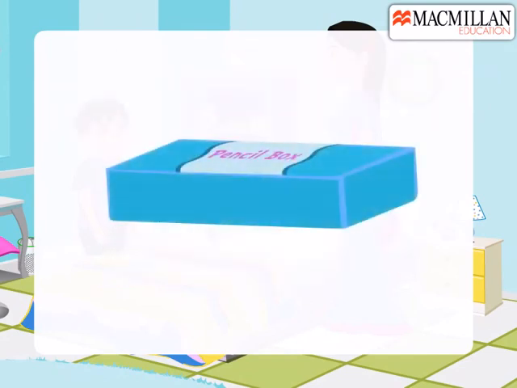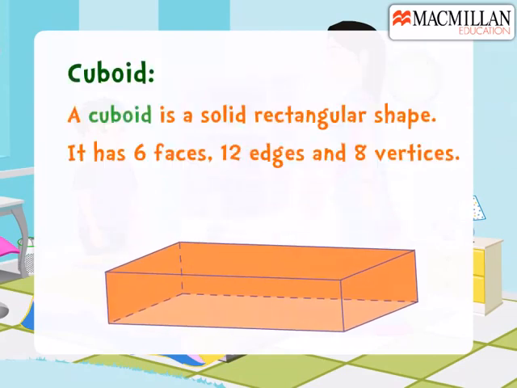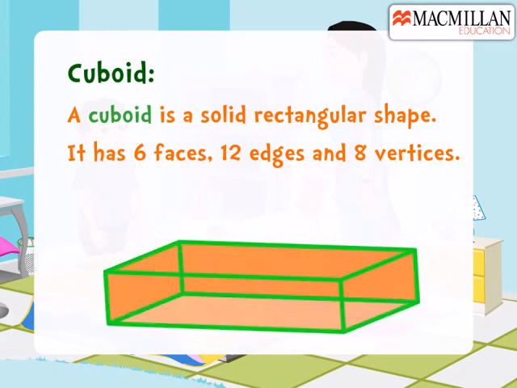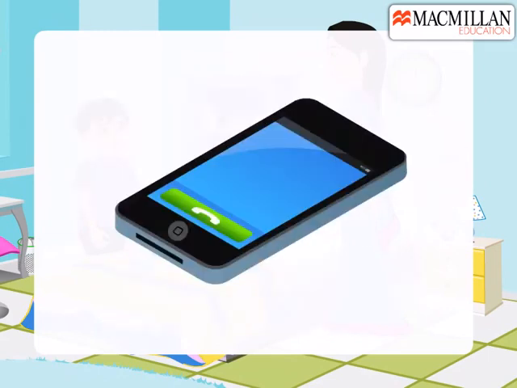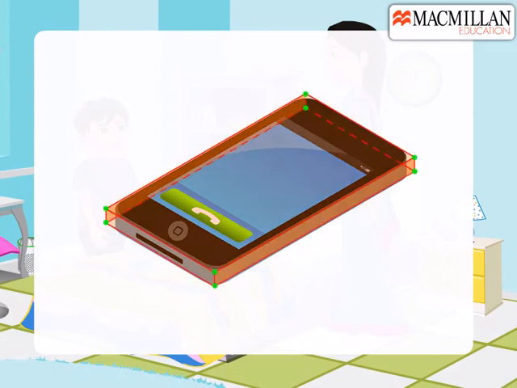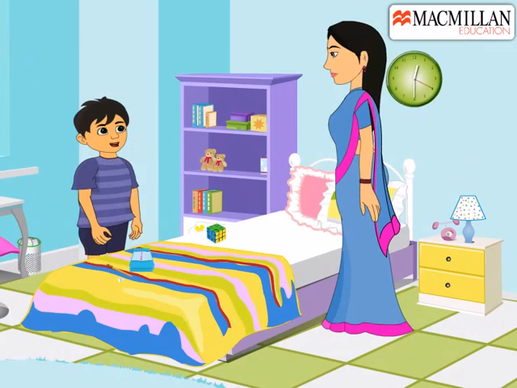Also, if we look at the structure of the pencil box, you will find that it's a cuboid. A cuboid is a solid rectangular shape. It has 6 faces, 12 edges, and 8 vertices. That means, Mom, your mobile phone is also a cuboid. Yes, of course. Mom, then what do we call my Rubik's Cube? Is it also a cuboid?